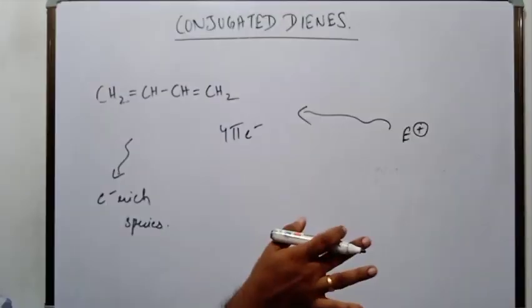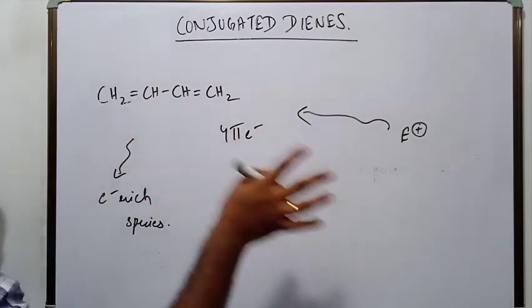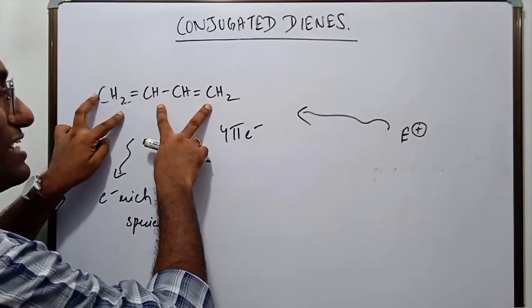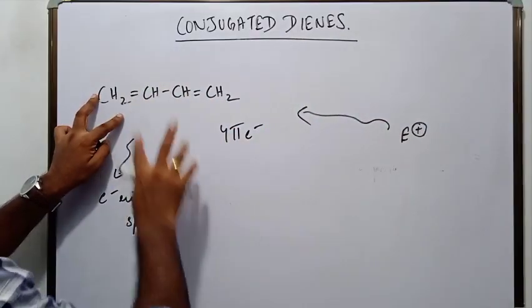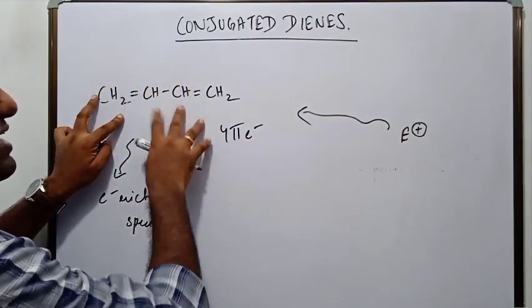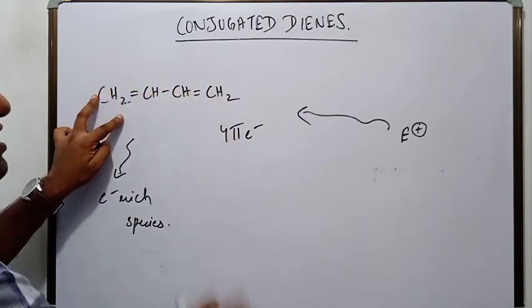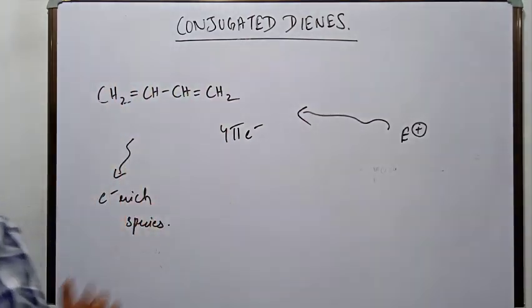However, that is not the case. Alkadienes are very stable. They are very unreactive. What makes them stable? What makes them unreactive? That is what we are going to look at now.